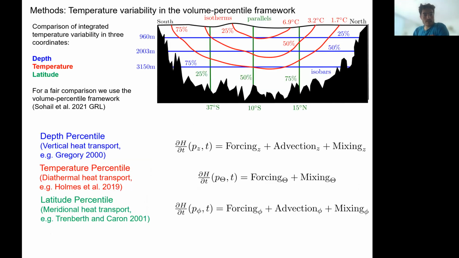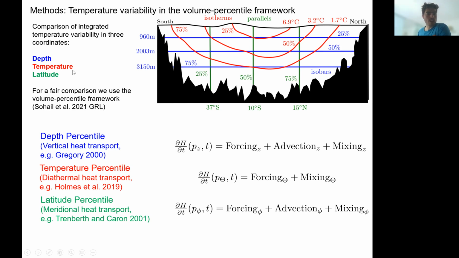So, going on to the methods. As I said, we're going to compare globally integrated temperature variability between these three coordinates. A key thing we have to take into account here is, particularly for the temperature coordinate, layers bounded by isotherms can vary in time. Their volume can vary in time. If the volume is varying, you actually have some arbitrary nature to the heat content variability because of the reference temperature dependence.